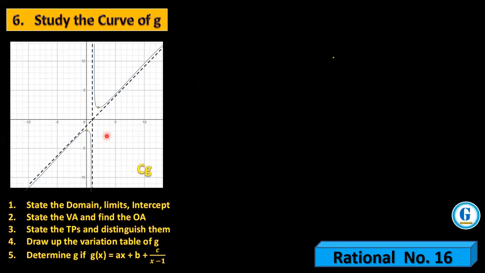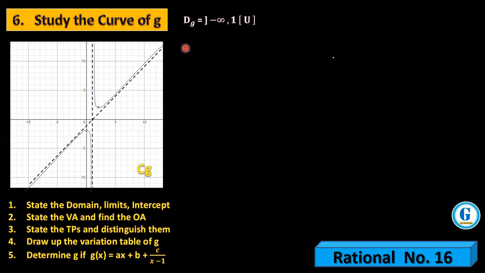Now, what a beautiful question. You are given this curve, and they want you to study this curve. State the domain, the limits, intercepts, the vertical asymptotes, the oblique asymptotes, the turning points and the square between them, draw the variation table, and determine the curve G or the function G if it has this form. I love this question so much, guys. This is the last question in this tutorial, and I love it so much.